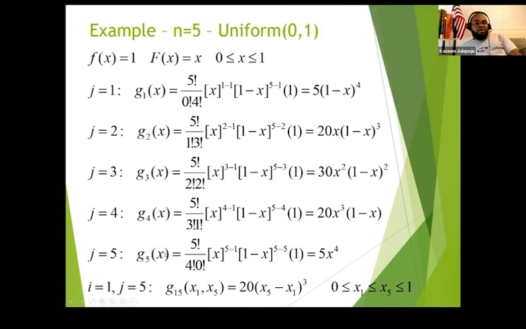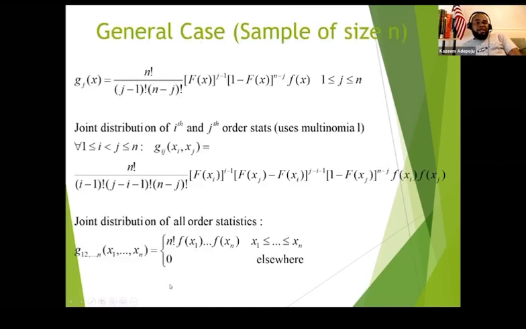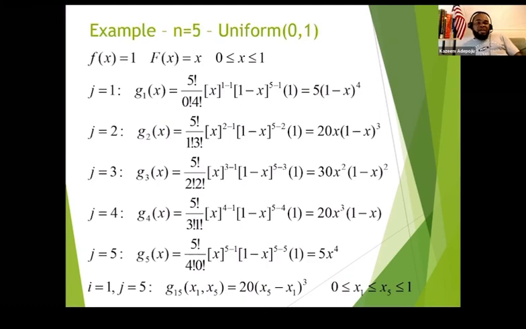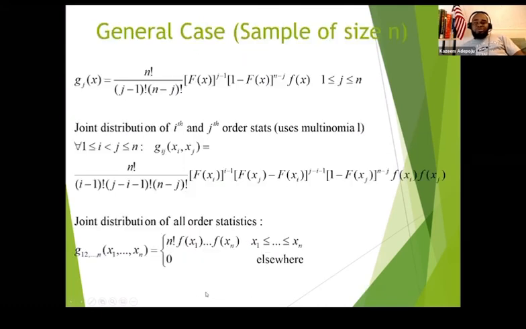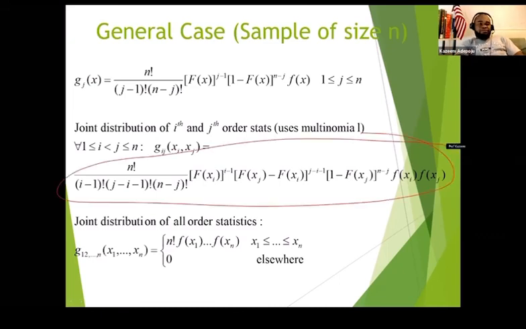And you know what? We can also find the joint. I told you the other time that we have a formula right here that we can actually use to find the joint probability of Xi and Xj that are already ordered. For instance, I may want to find the joint probability distribution of the minimum and the maximum. If I actually want to do that, I'm going to use this formula right here.